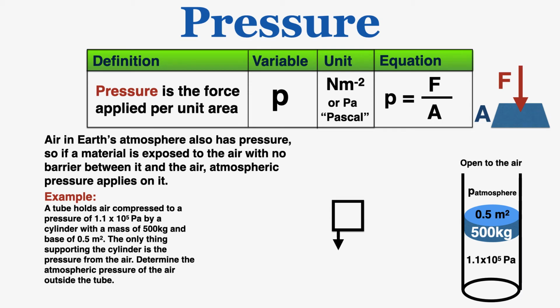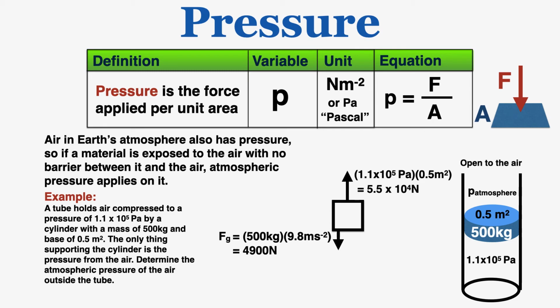So I know that there's the force of gravity on this object pulling it down, which is equal to 4,900 newtons because it's mass times the acceleration of gravity. There's also an upward force from the pressure inside the tube, and that force I know is equal to the pressure times the area, which is equal to 5.5 times 10 to the 4th newtons. And because there's air with pressure above the blue object, that pressure must also be pointing down on the blue object. So that force is going to be equal to the atmospheric pressure of Earth multiplied by the area that it's applying to.